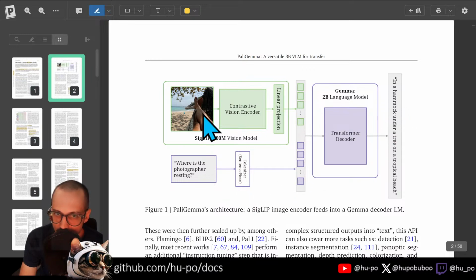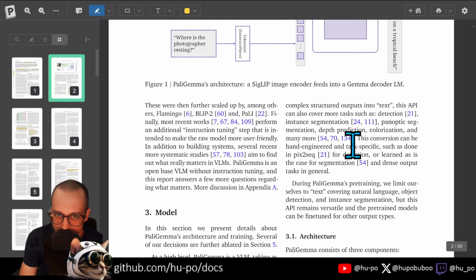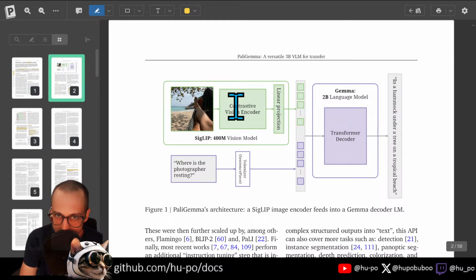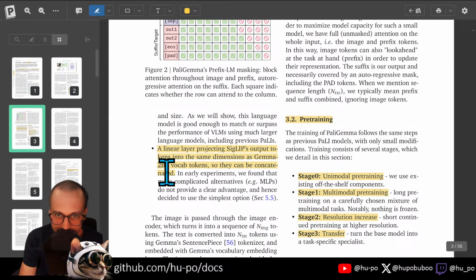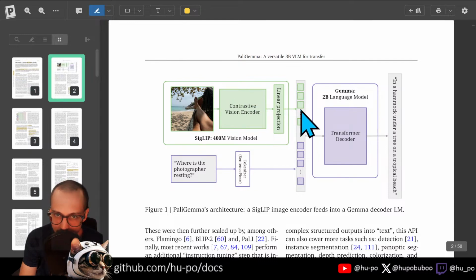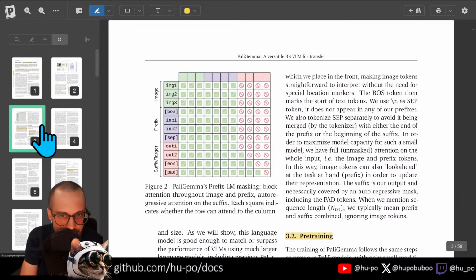Kind of very similar to all the other VLM architectures we see, where you basically just have the vision encoder, then you have some connector. In this case, they're using a linear projector. We found that more complicated alternatives do not provide a clear advantage. So then you just have a bunch of vision tokens. You concatenate the image tokens, and then you use some pre-trained language model, in this case Gemma, which I think is Google's open source offering. We saw François Chollet of Keras spearheading that, or at least shilling it. So pretty standard, nothing to see here.